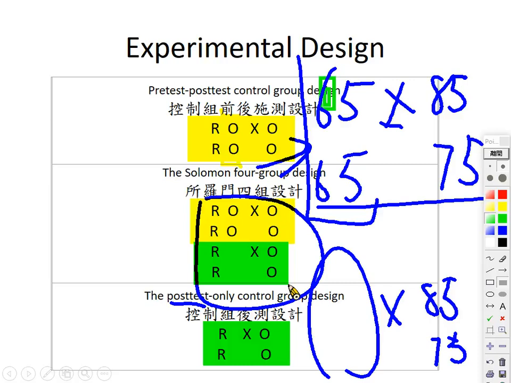Stop playing with your phone. Okay, do you see the difference?